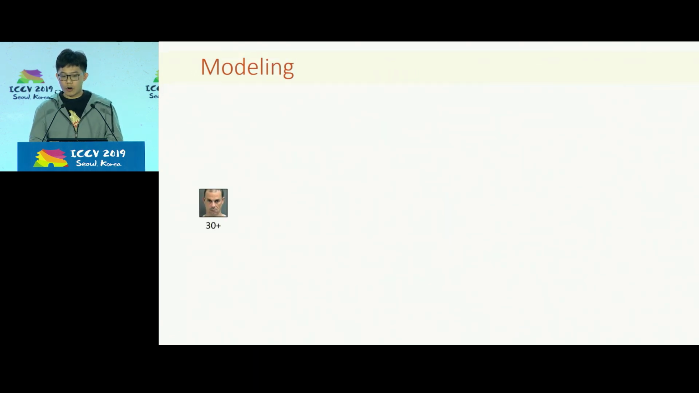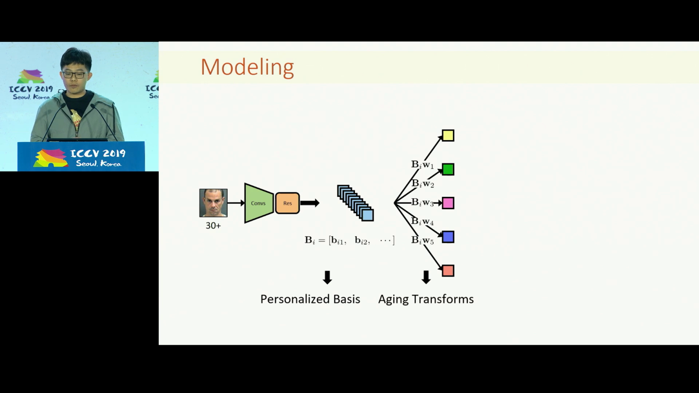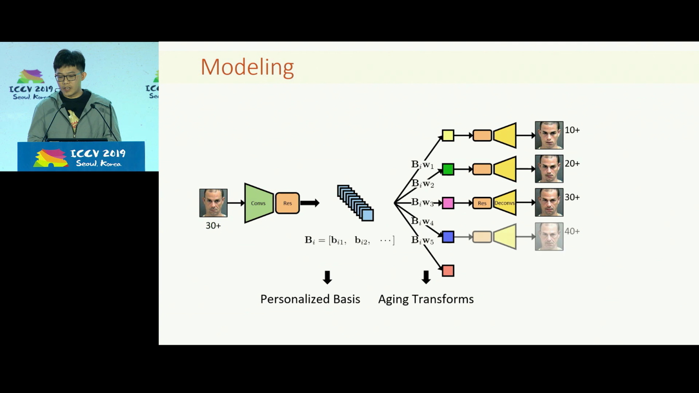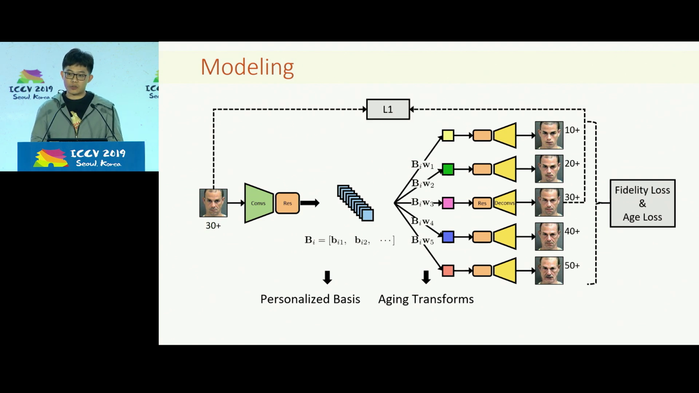Next, let me introduce the concrete modeling of our method. First, the personalized basis is extracted from the input face by a deep encoder. Then, different aging transforms corresponding to different ages are respectively applied on this basis to generate age-specific representations. Finally, these representations are decoded by a common decoder to generate faces of different ages. To train the model, we use an adversarial loss to ensure the fidelity, as well as the age loss to ensure the accurate aging. Besides, there is an L1 reconstruction loss to guarantee the identity preservation.